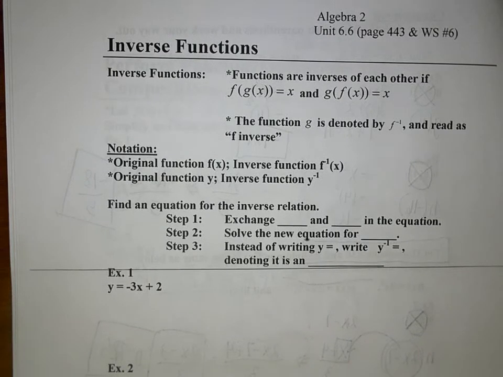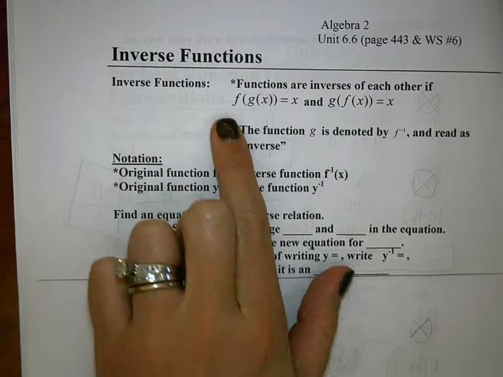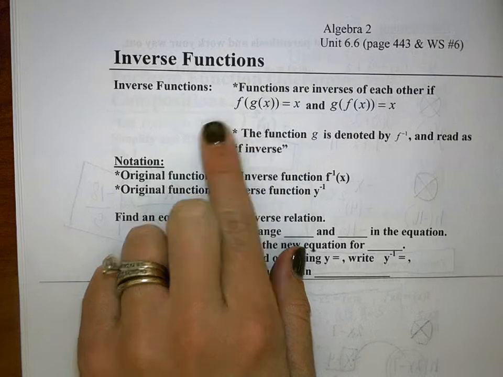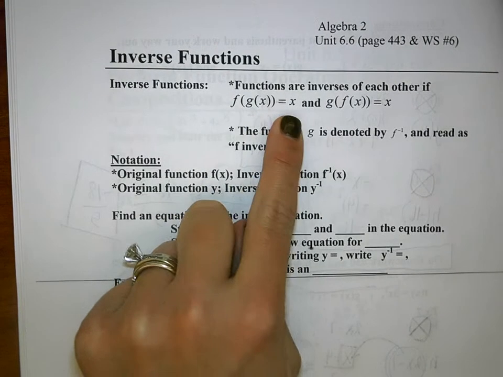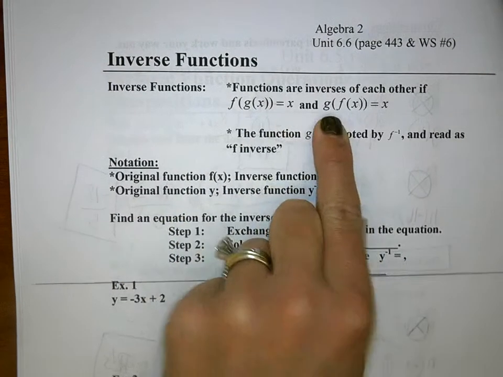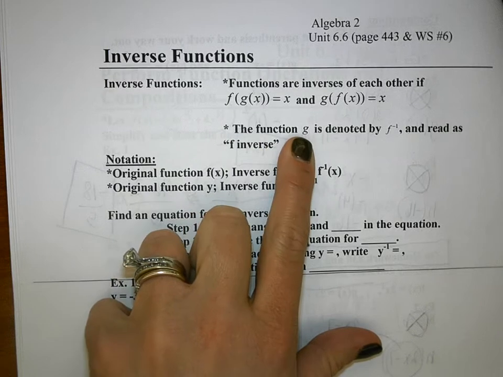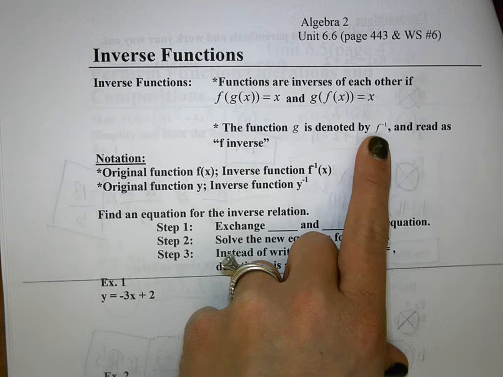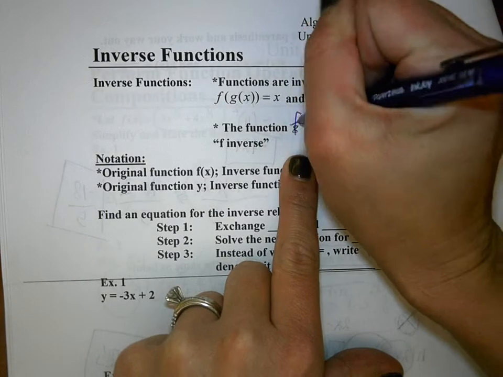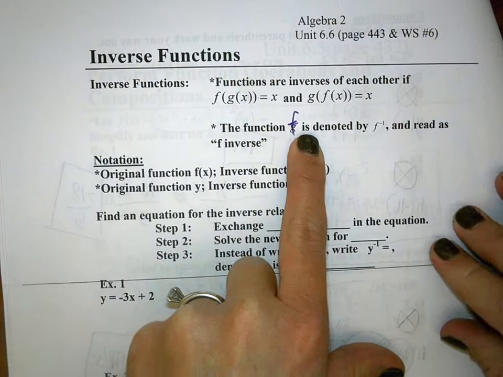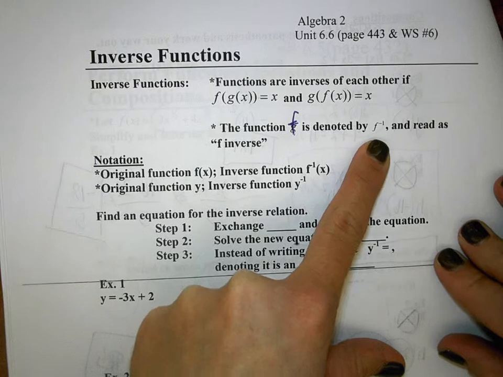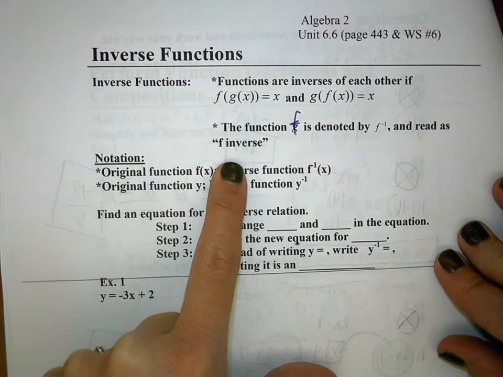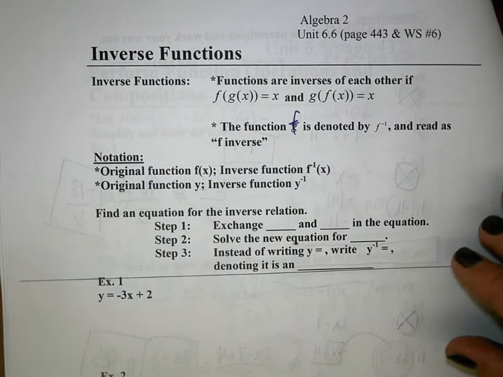Today we're talking about inverse functions. Functions are inverses of each other if you have f of g of x, and if you were to solve this, you would end up with x, or vice versa. The inverse function is denoted by f to the negative 1, and is read as f inverse, or inverse of f.